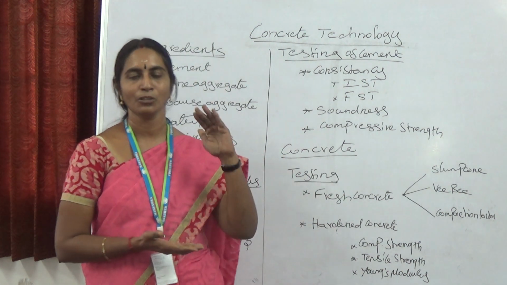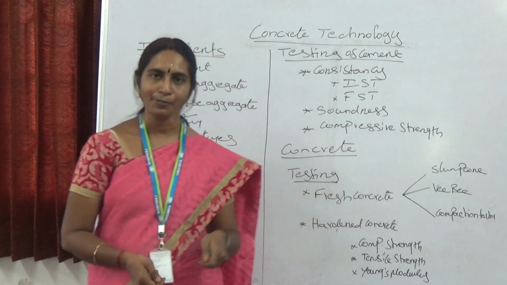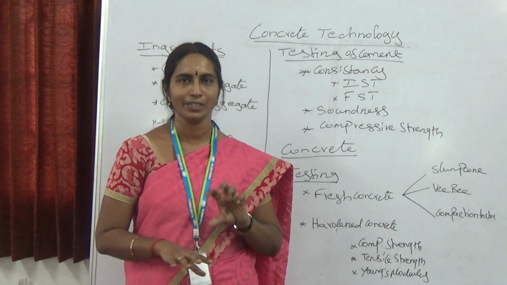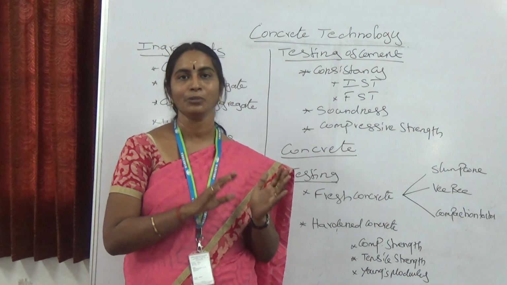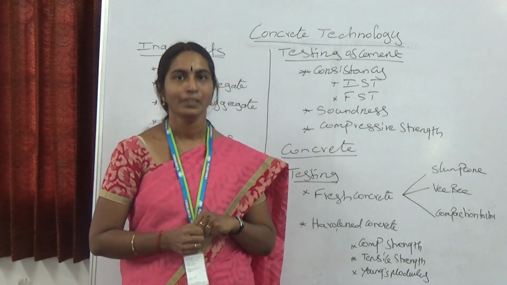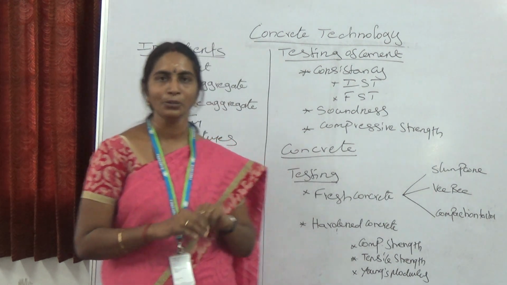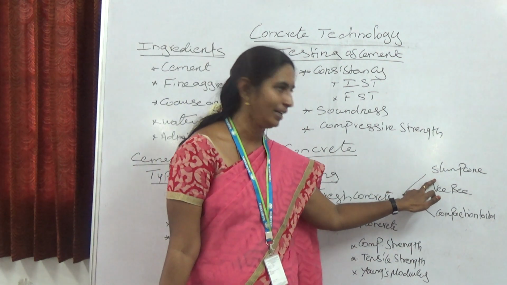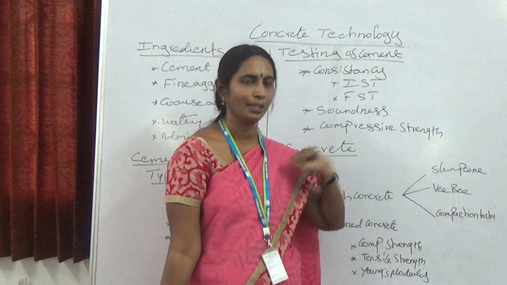So initially the cone height is 30 cm. After removing the cone, we find the difference between the cone height and the height of the slumped concrete. Based on this, we have to classify true slump or collapse slump. Based on that value, we use it for the concrete classification. So this is the slump cone apparatus. This can be used for low slump values.